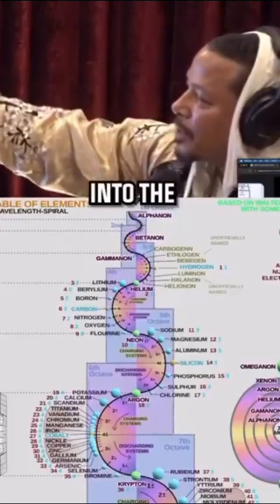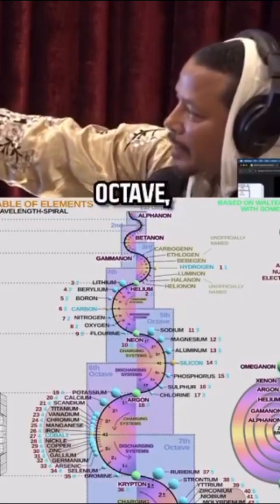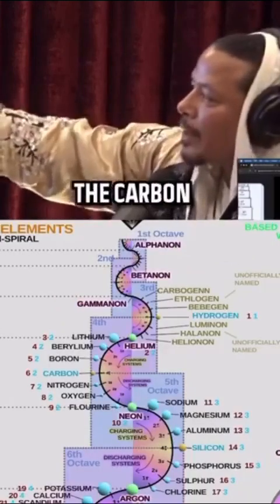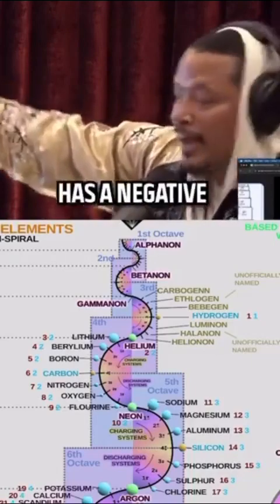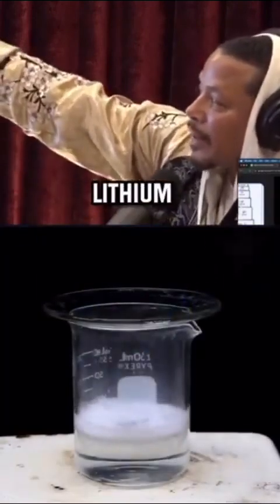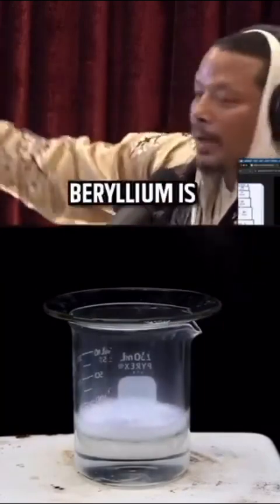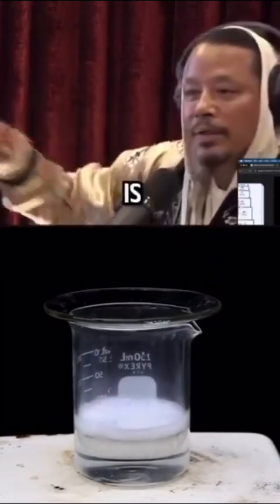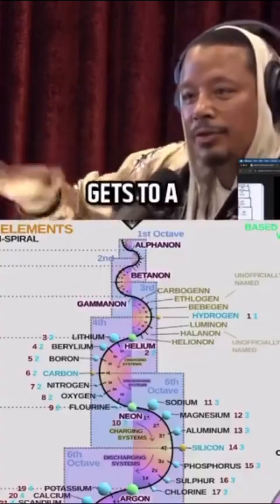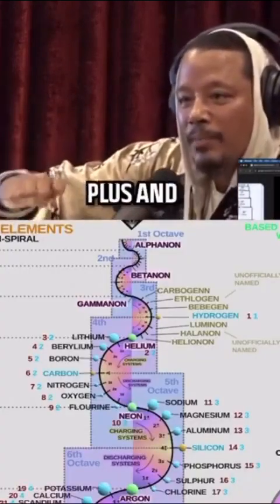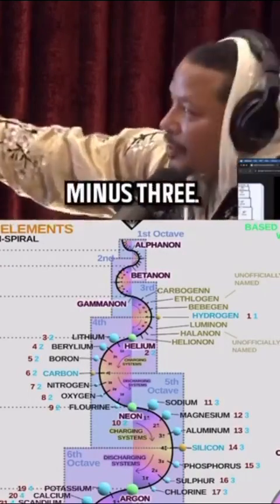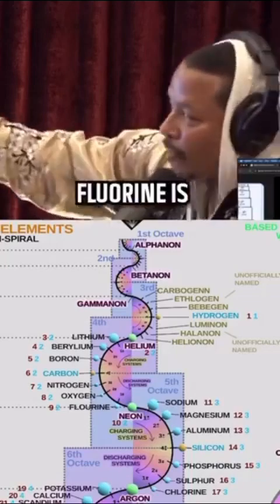As you reach into the next octave, the carbon octave, they call that a bisexual tone, because the carbon has two tones to it. It has a negative side and a positive side. Lithium is contractive. Beryllium is contractive. Boron is contractive, but the moment you get to carbon, you balance it out. It gets to a perfect balance of plus and minus 4. So it's a double tone. Nitrogen is -3, oxygen is -2, fluorine is -1.